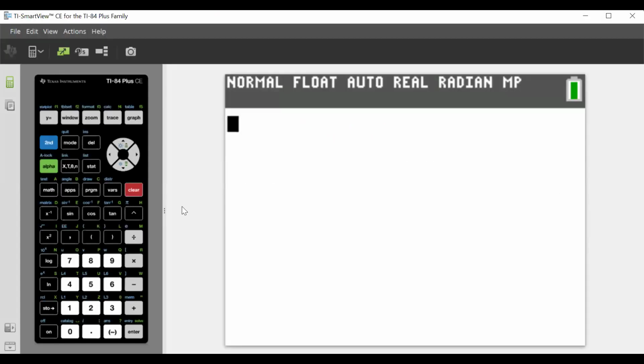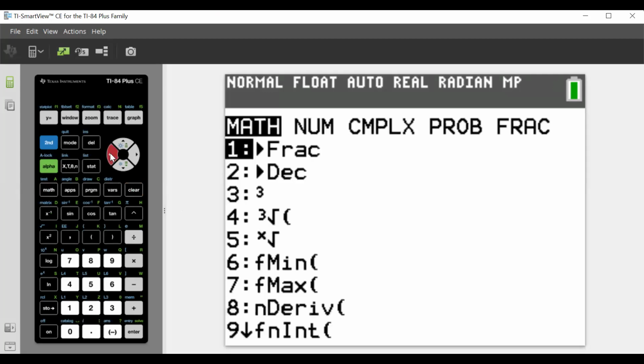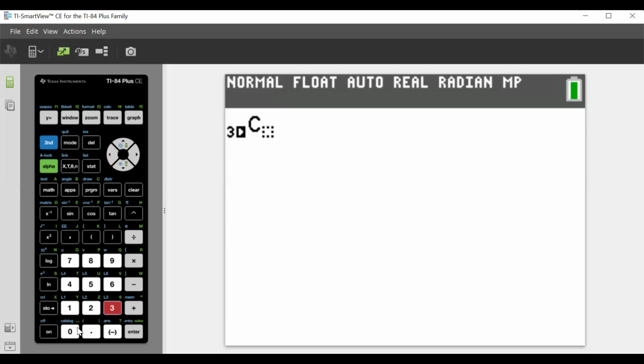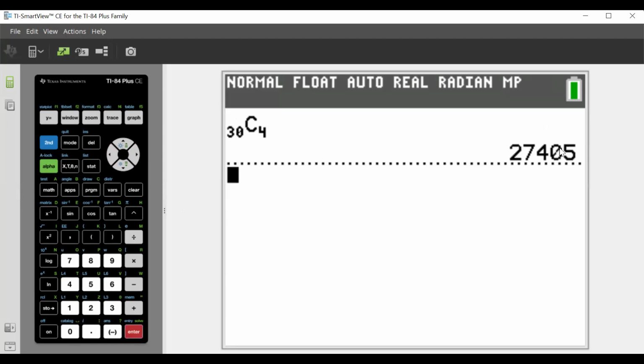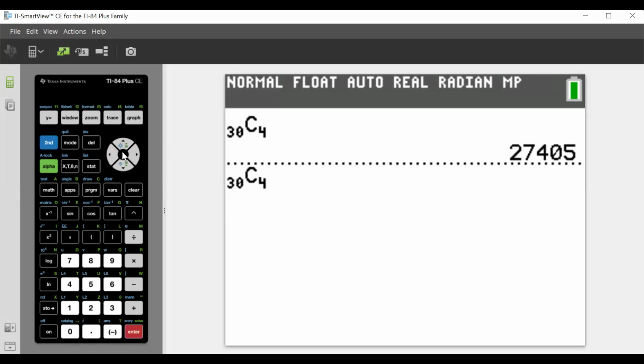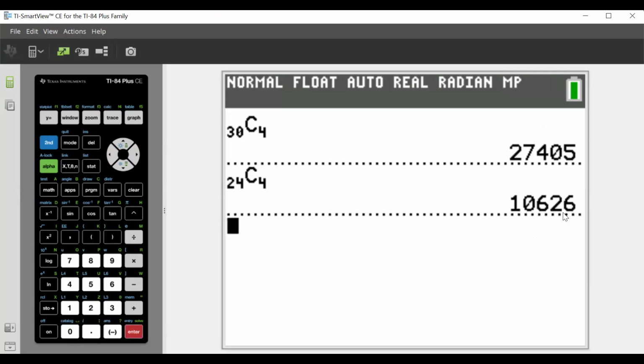Let's clear that out. So what we have then is math. We're doing combinations again. So it's going to be 30C4, and we get 27,405. And then after this, instead of 30, we subtracted out those 6, so we only have 24C4. And in this case, we get 10,626. So a lot less when we subtract out all the broken ones.